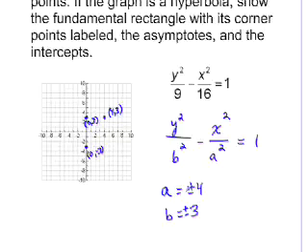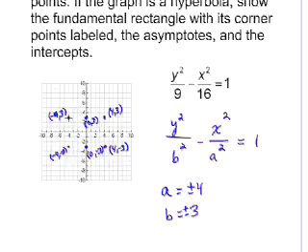Back to the corner points, we used (4, 3). We'll have (positive 4, negative 3), then we'll go to (negative 4, positive 3), and finally we have (negative 4, negative 3). And those four corner points determine the fundamental rectangle.